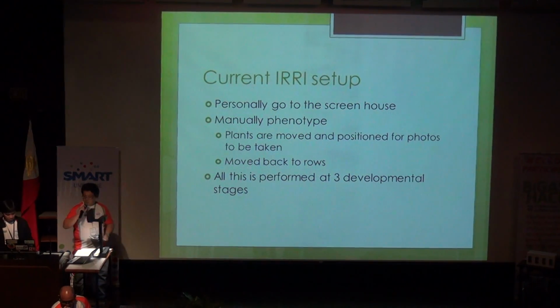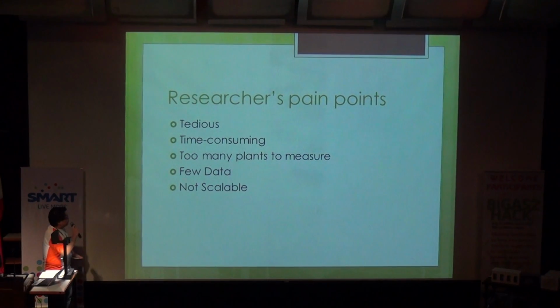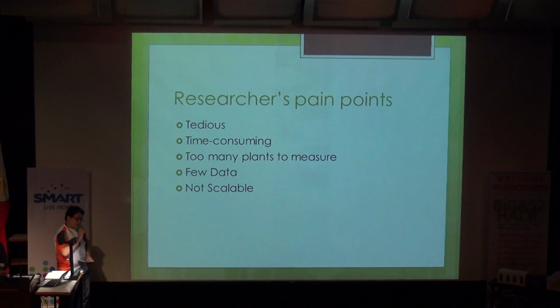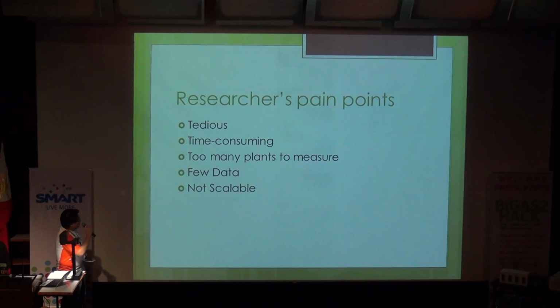They have to move each and every bucket of plants. So at this point, the researchers' tasks are very tedious and time-consuming, and given that there may be more than 200 plants in one greenhouse, it is a problem when there is more than one greenhouse. And with that, it is not very scalable, and you can only get a few data at a time.